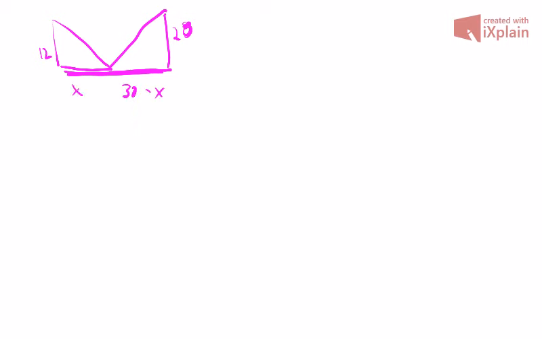So, we have two poles with lights attached, I think. One is larger than the other, one smaller. One is 12 feet, one is 28 feet, and in between it is 30 feet. But we don't know which has which length, so we're just going to make this one 30 minus x and this one x.